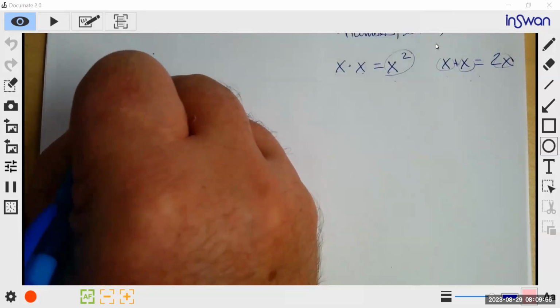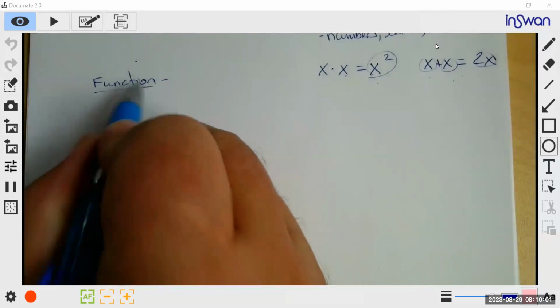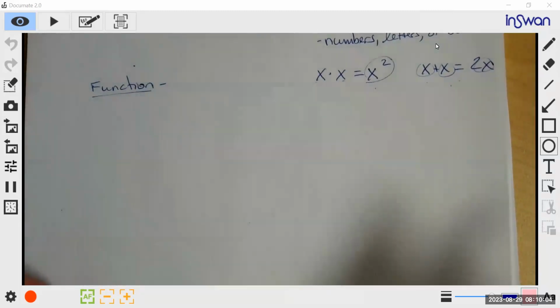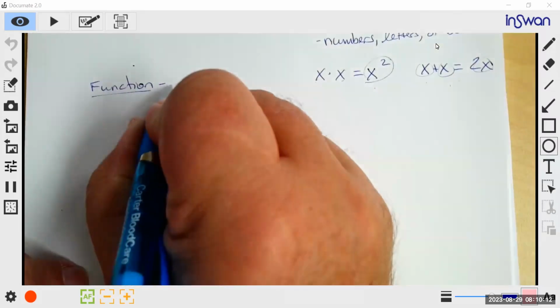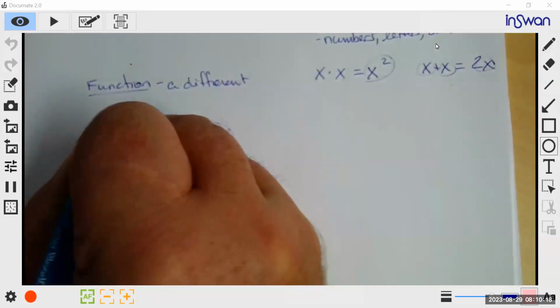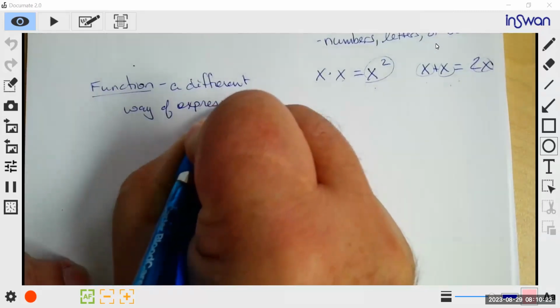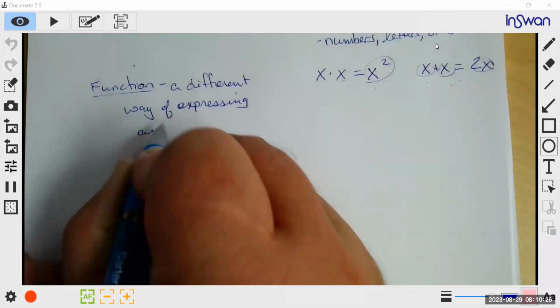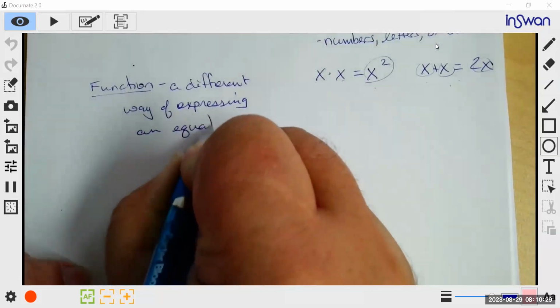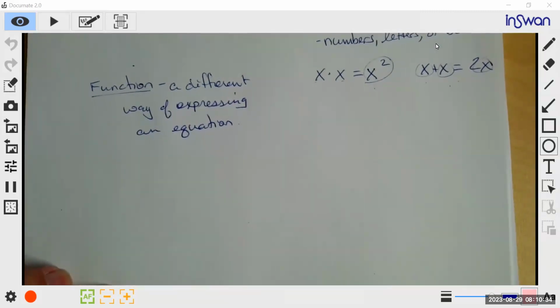Let's look at what a function means. A function is merely another way of writing an equation. A different way of expressing an equation, with one main difference.